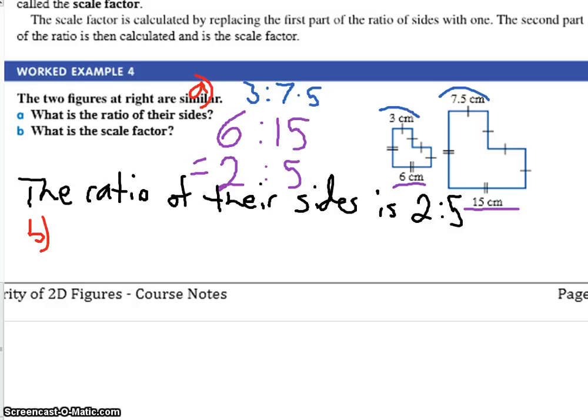Now, question B. It says, what's the scale factor? How do we work out the scale factor? What does that mean? Yes, it is lucky you're listening now. The ratio is 2 to 5. What do you reckon the scale factor is, Jacob? How do we work it out? What do you mean by scale factor? I'll give you a hint. In the first question, you've got it right. 5 centimetres or 1 centimetre equals 2.5 centimetres.